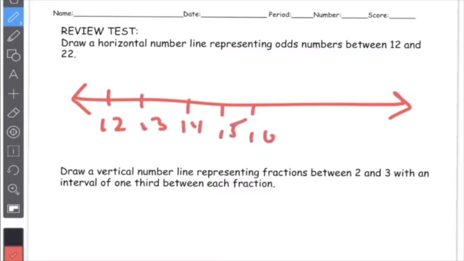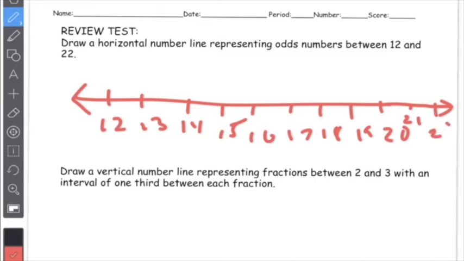16, 17, all the way up to 22, 19, 20. Oh, ran out of room there. Let me just reset. Okay, 21 and 22. Sorry, it's a little squished. So it says between 12 and 22, so I need 12 and 22 there, but it only says odds.